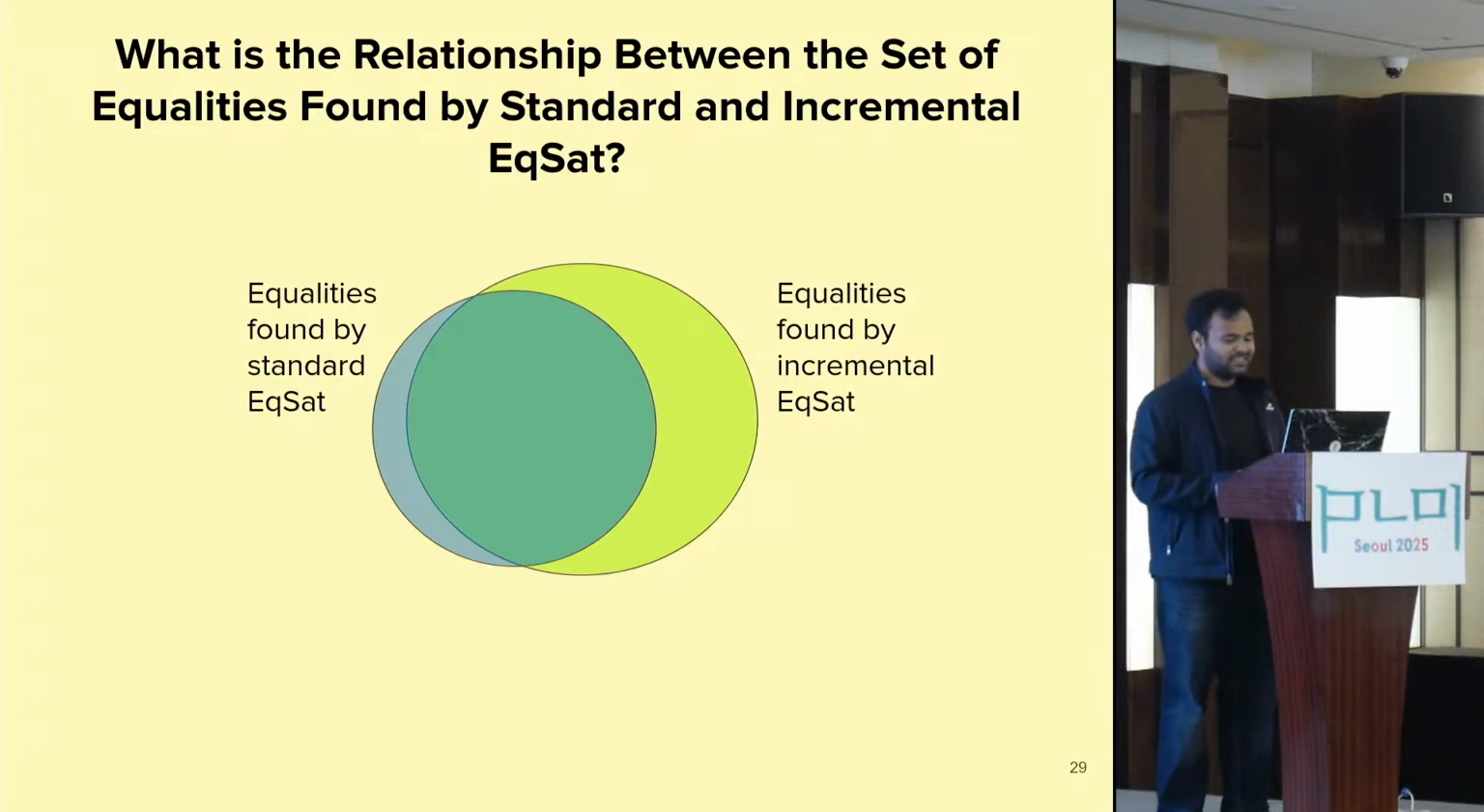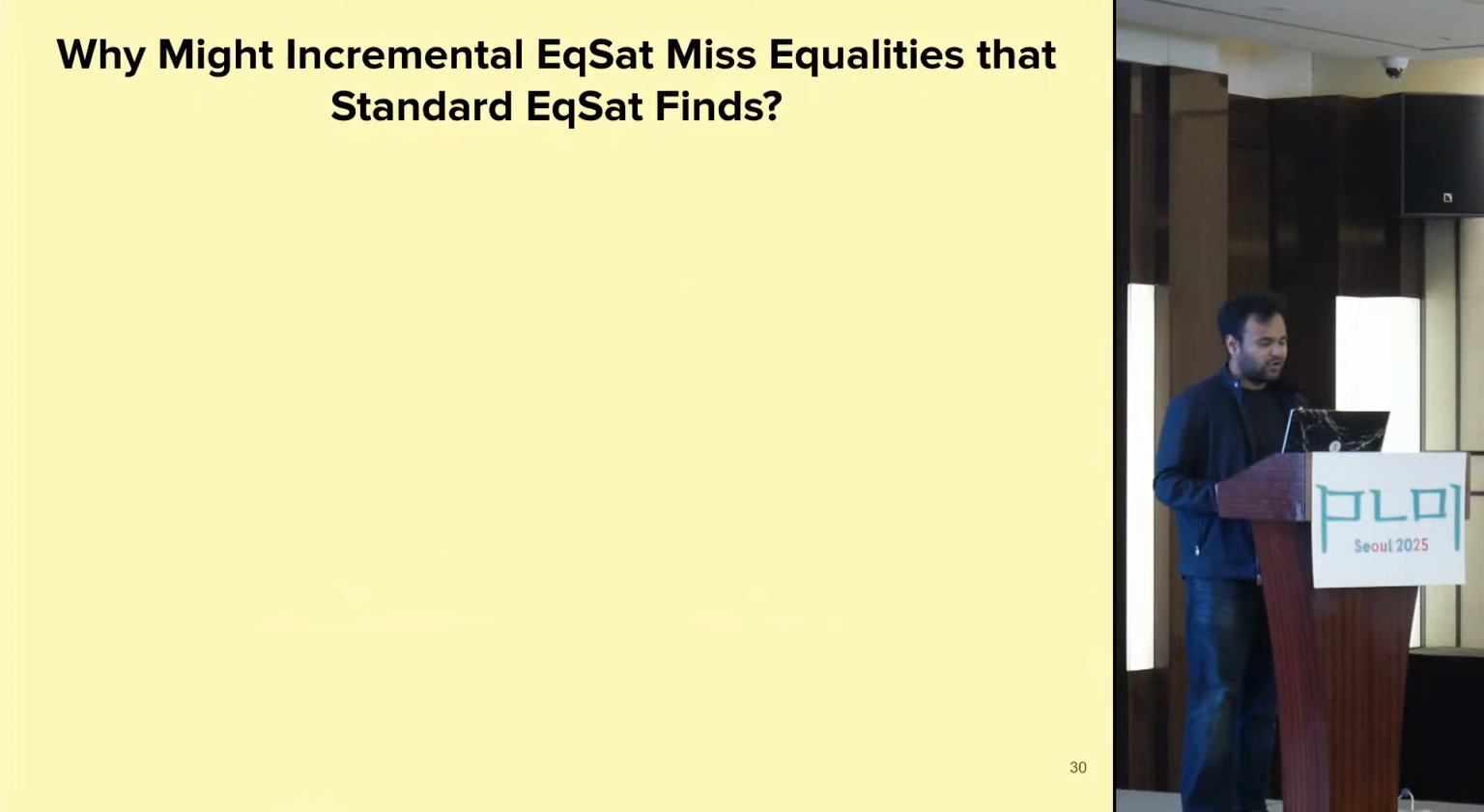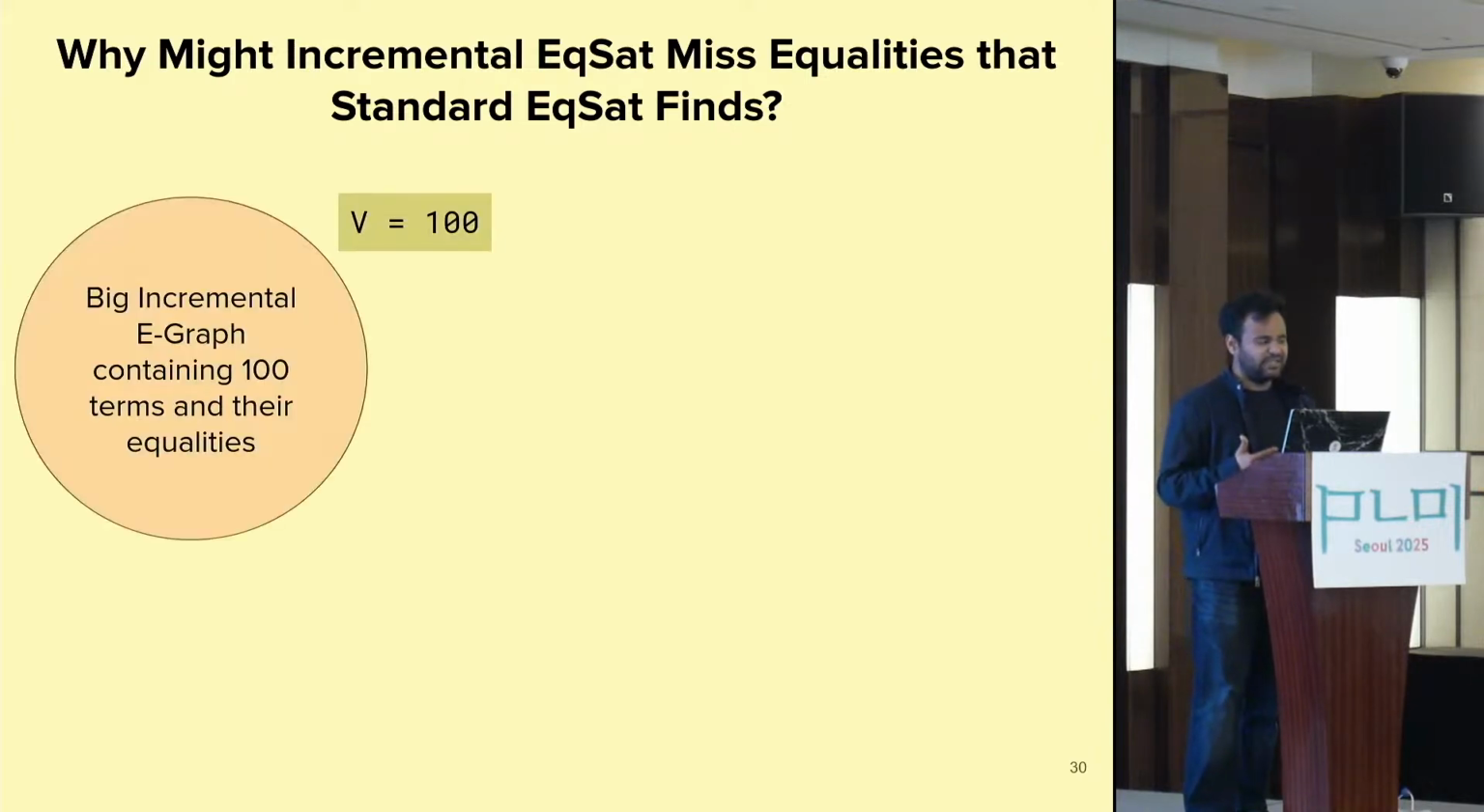Let me preface the discussion by reminding you that we're assuming that EGSAT over our rewrite set does not terminate, which to the best of our knowledge happens to be the most common case in practice. Okay, so why might incremental EGSAT miss equalities that standard EGSAT is able to find? Consider a really big incremental E-graph that we have obtained after optimizing 100 terms. We increment our current version to 100.